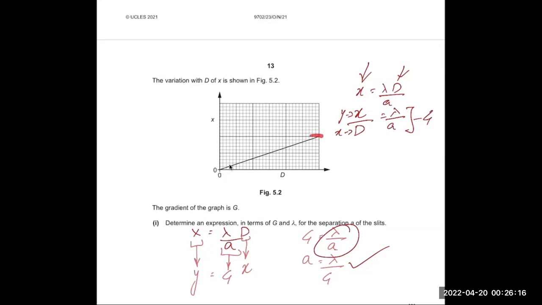If the gradient becomes half, what happens? The end point of the line, instead of being at this point, would be over here. So you will draw a line with half the gradient. The y value is half for the same x value, which basically means that the gradient is half.